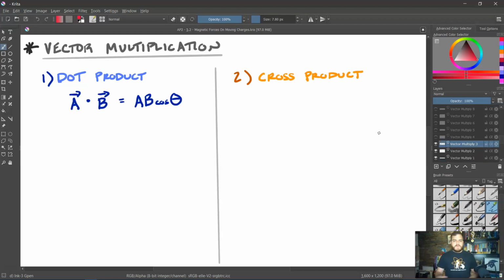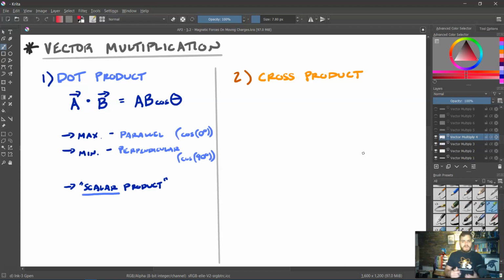A dot product is written as vector A dot vector B is equal to AB cosine theta. Now notice, I put the arrows over vector A and vector B, but I didn't put arrows over A and B on the right side, and that's because they are scalars. It's just the magnitude of those vectors. So just the magnitude of A times the magnitude of B times cosine theta. And theta is the angle between vector A and vector B, whatever it might be.